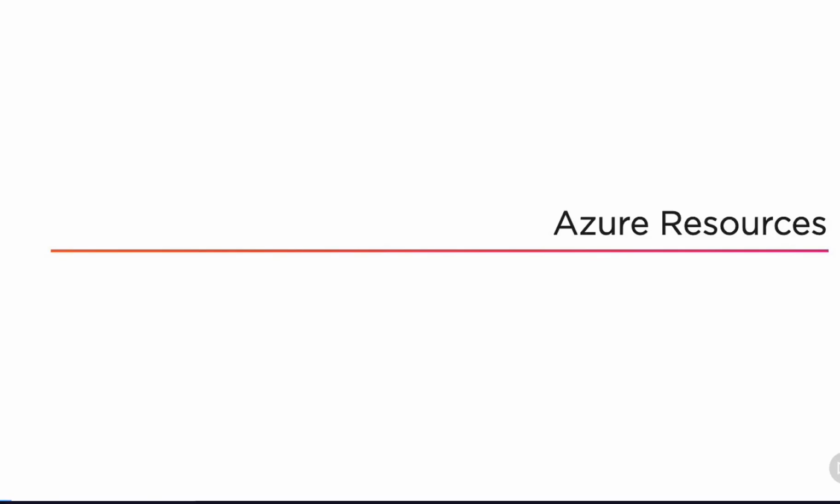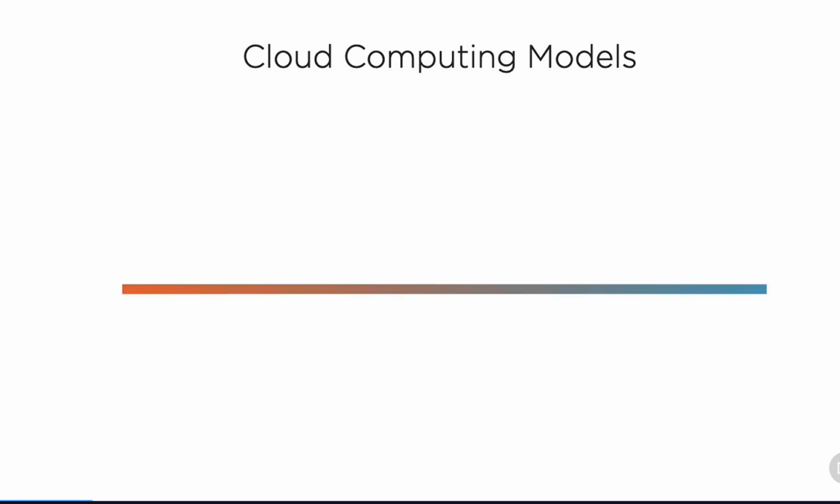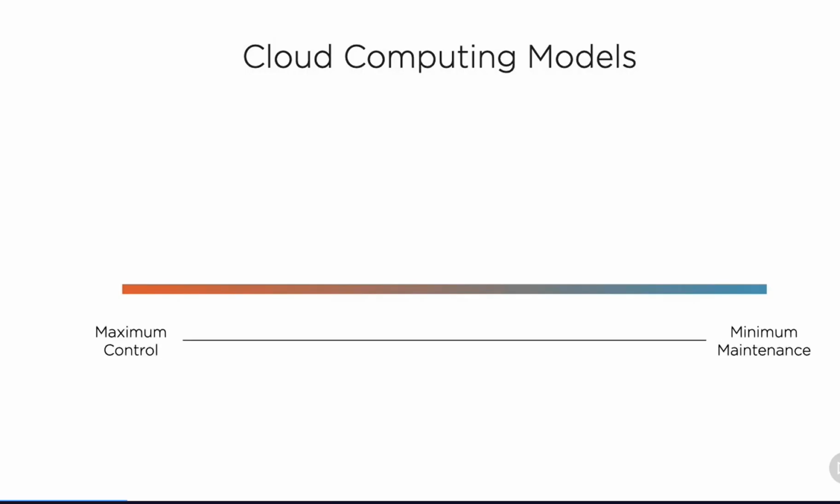Next, we're going to discuss the Azure services that we're going to be leveraging within this course. First of all, let's talk about some different cloud computing models that exist, because this will factor into how we leverage the platform. Let's imagine that we have a spectrum that goes from left to right. And on the far left end of the spectrum, we have maximum control, meaning that we can do whatever we want in the cloud exactly as we want to do it.